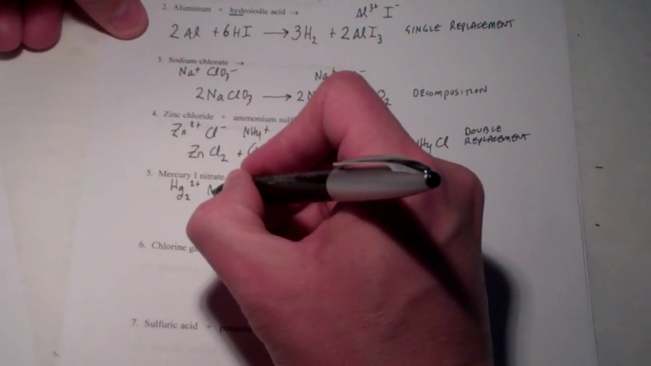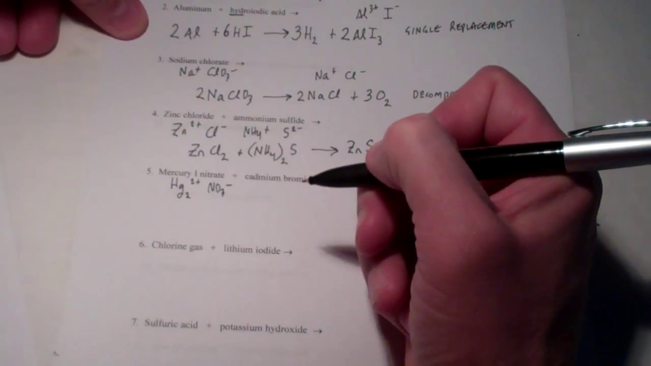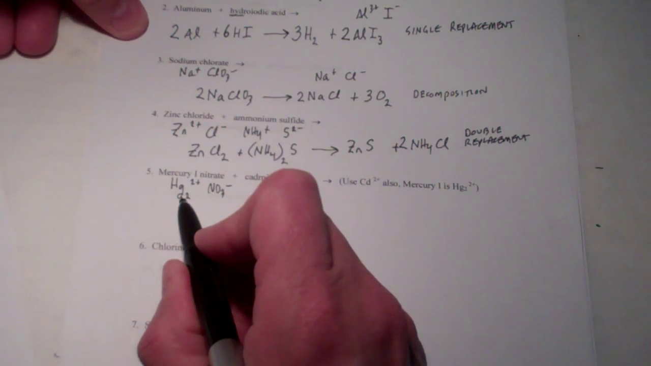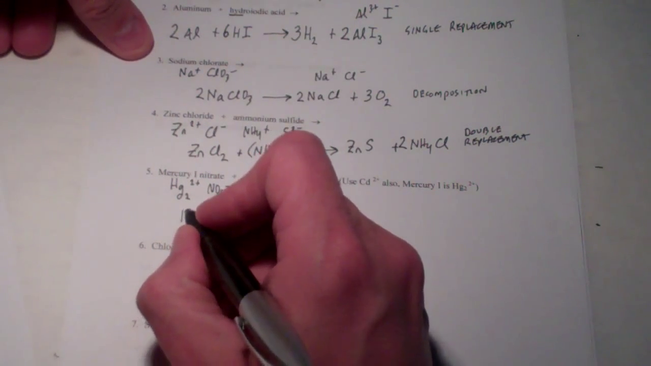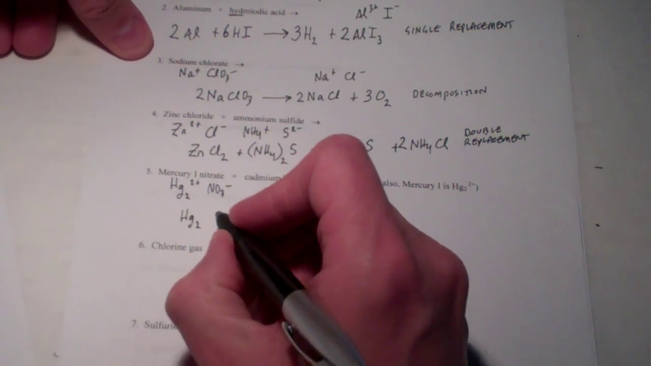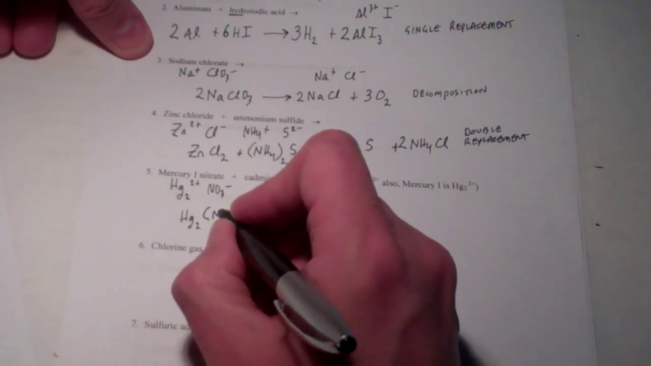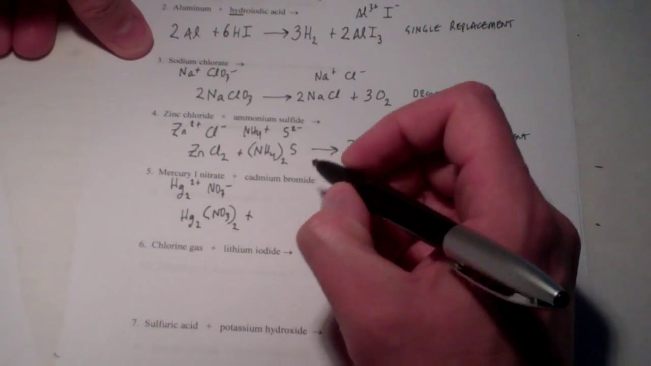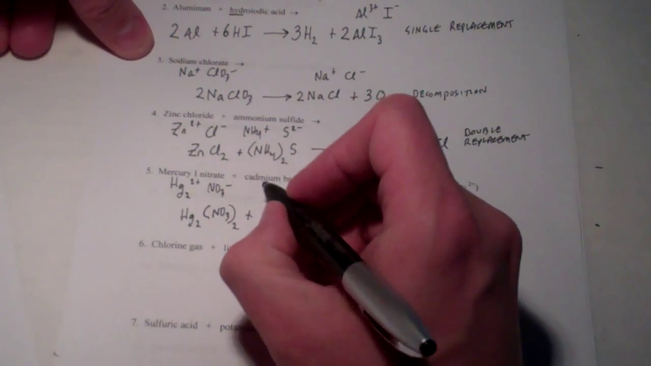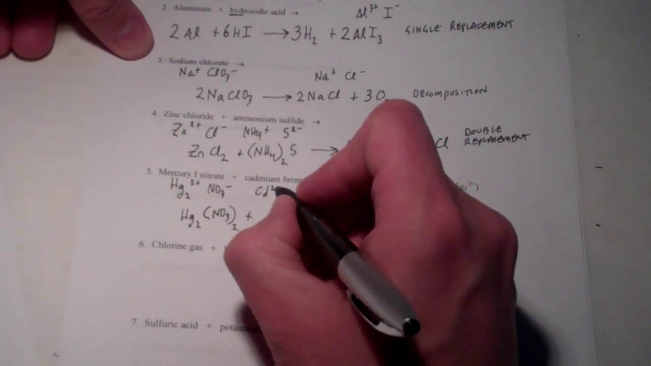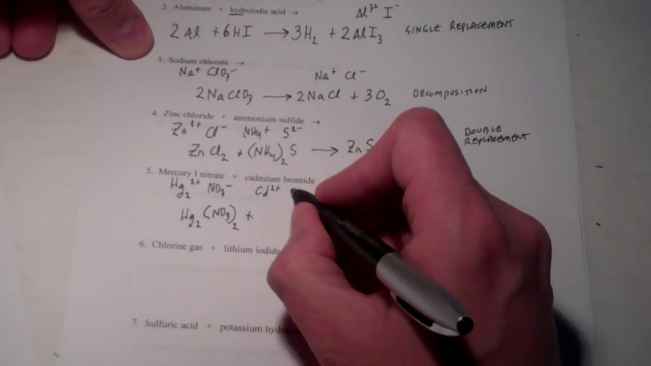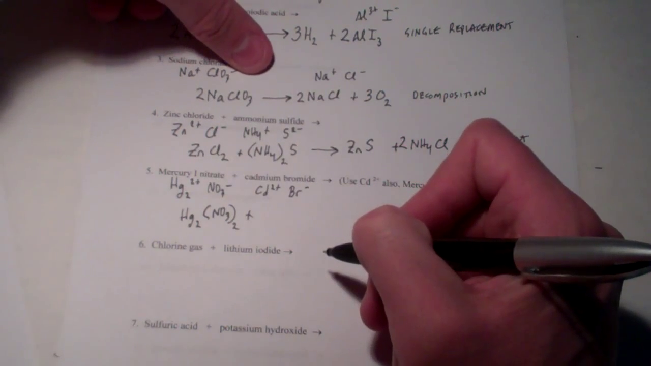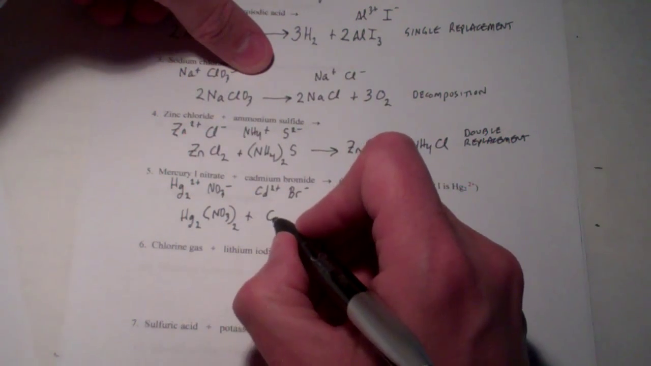So, NO3 negative 1. It looks like I'm going to need 2 nitrates to balance out the 2 positive charge from my mercury 1. So that formula is Hg2(NO3)2. Okay, we react that with cadmium bromide. Just a reminder, cadmium's oxidation number is 2+. Bromide, group 17, has an oxidation number, in this case, of negative 1. So we have CdBr2.